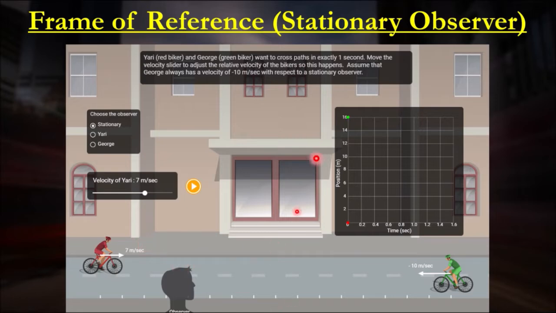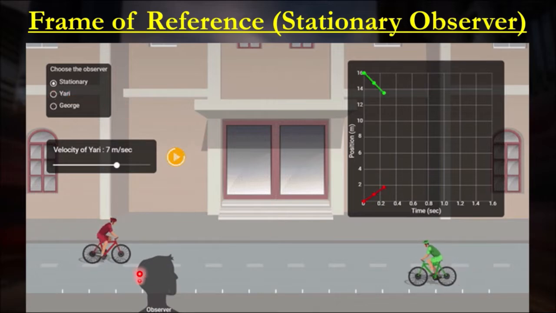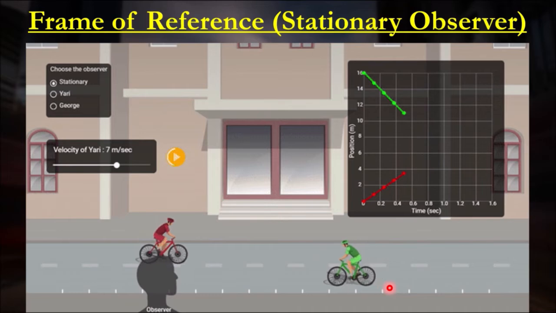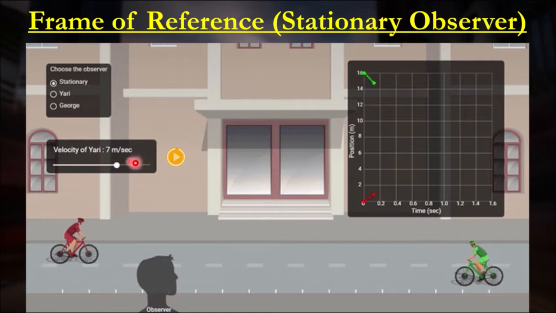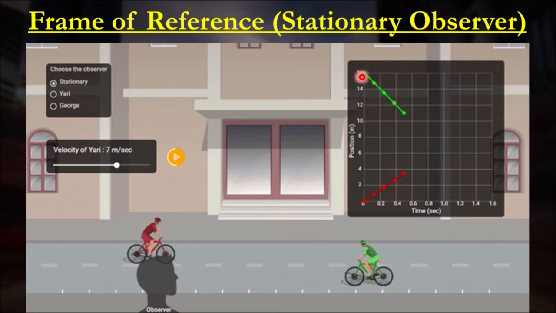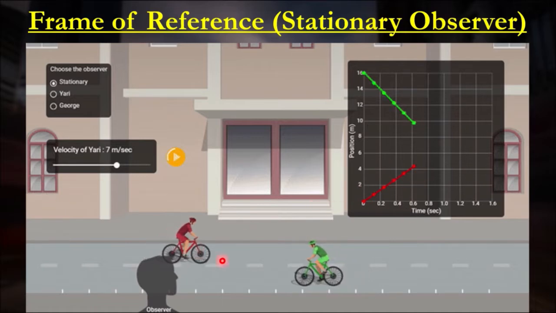So the first one we're going to start with is a stationary observer. So you can see, according to the stationary observer, the reason why we call them stationary is obviously they're not moving, and they are measuring the relative velocity and motion of the two bike riders. So Yari appears at 7 meters per second. You might not have noticed, but George started at 10 meters per second. So George is relatively faster than Yari, as you can see with the green line being slightly more steep than Yari, the red line here.